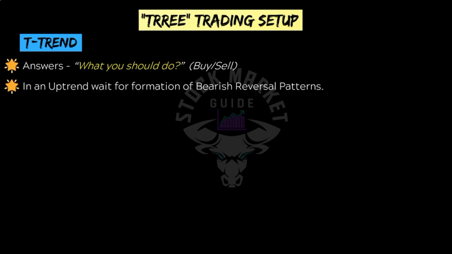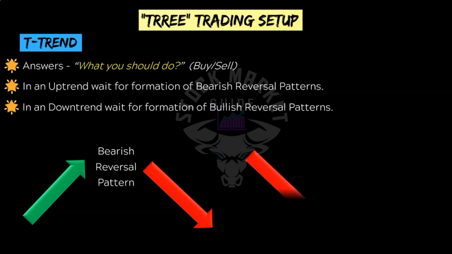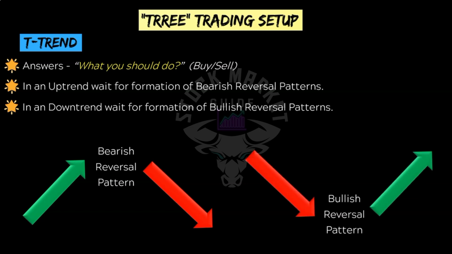This setup in fact works in a trending market. So if the trend is up, then you should wait for a possible reversal where you can enter a short trade, or if the market is trending down, then you should wait for a possible reversal where you can enter a long trade. In short, step 1 tells you to identify a trending asset class and wait for the formation of a reversal candlestick pattern. That is, wait for a bullish reversal candlestick pattern in case of downtrend and a bearish candlestick pattern in case of uptrend.